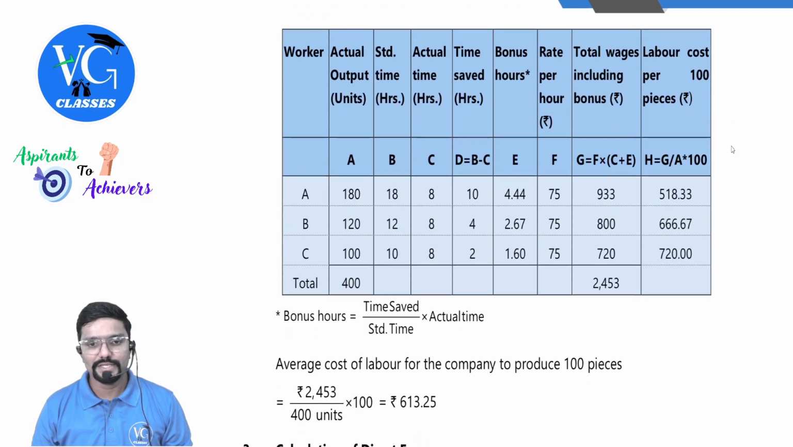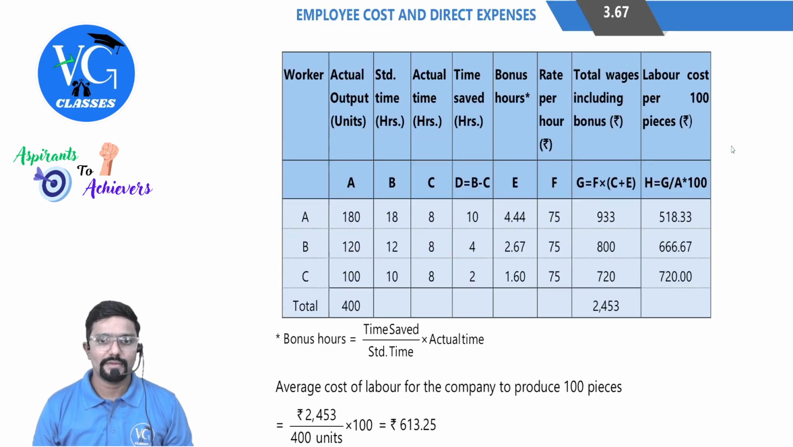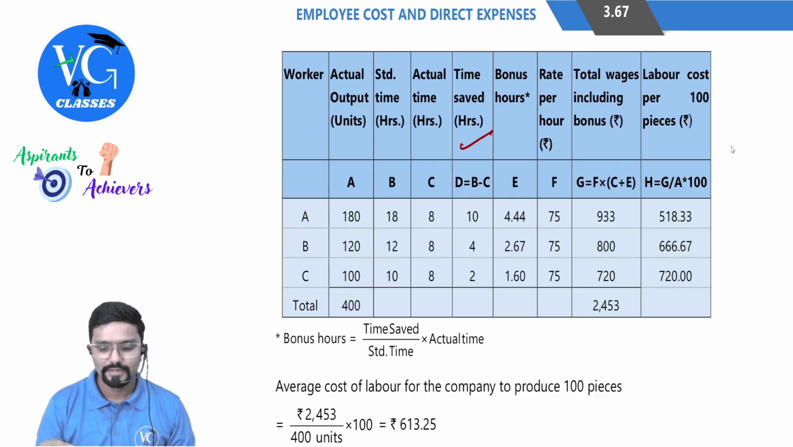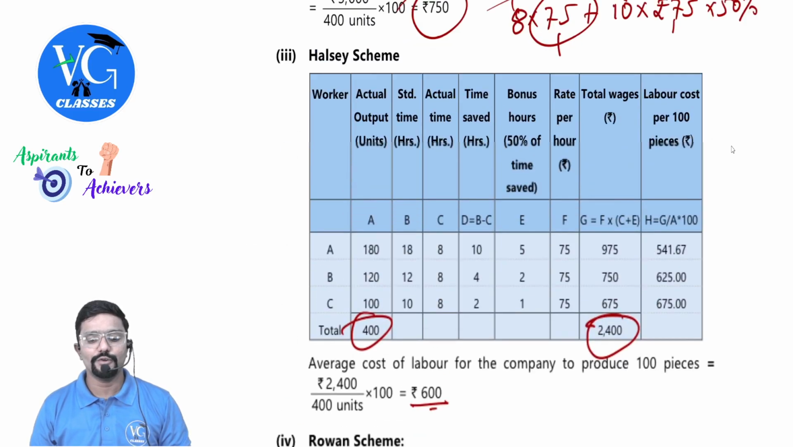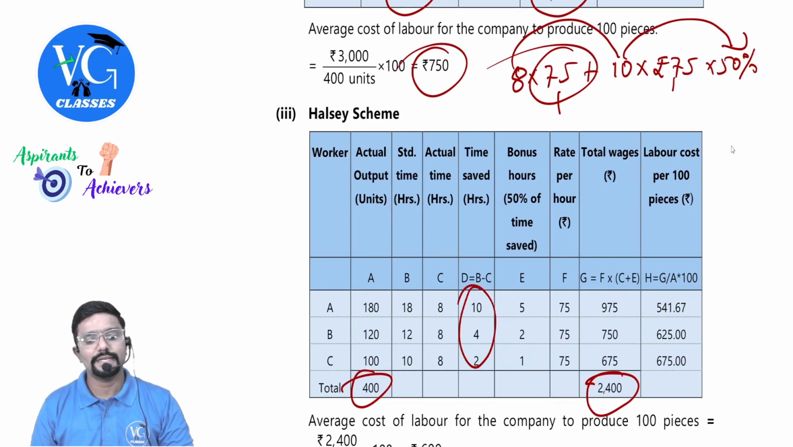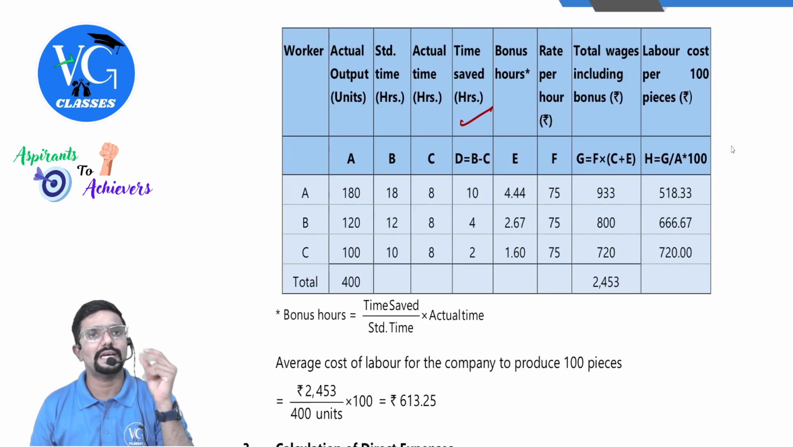Next is Rowan scheme. Guys, till here everything is the same. Time saved is how much? 10, 4, 2. Here also it was the same. Now coming to bonus hours.